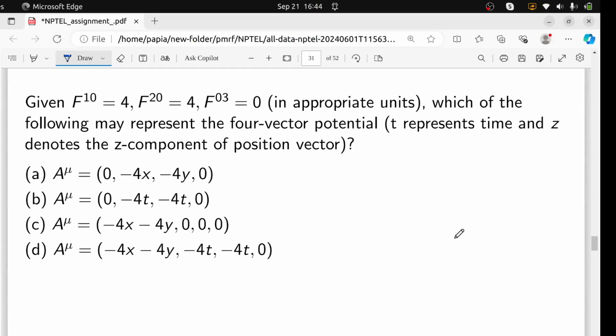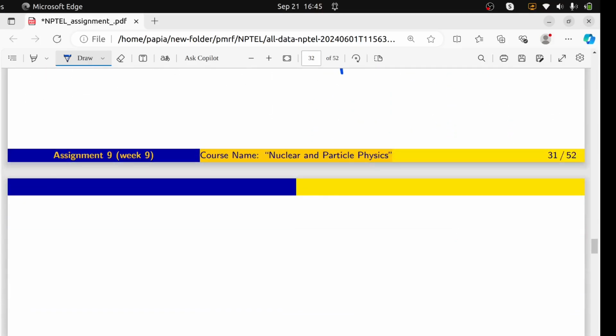Now maybe this one. Given F10 is 4, F20 is 4, F03 is 0, then which of the following will represent the four vector potential, where t represents time and z denotes the z component of position vectors. The same similar question is there. So similarly, F10 is 4, F20 is 4, F03 is 0. Let me write here again what F^μν means.